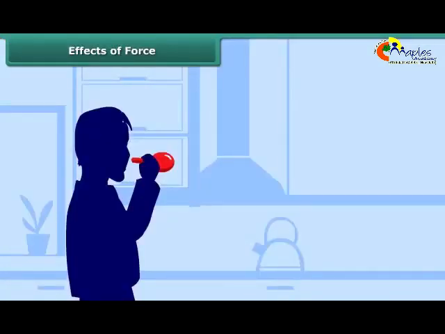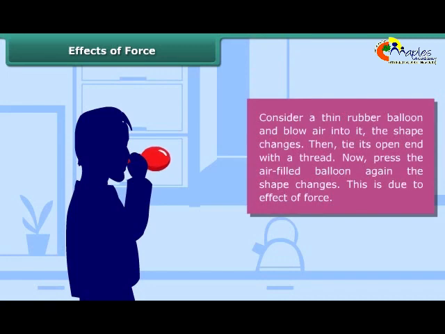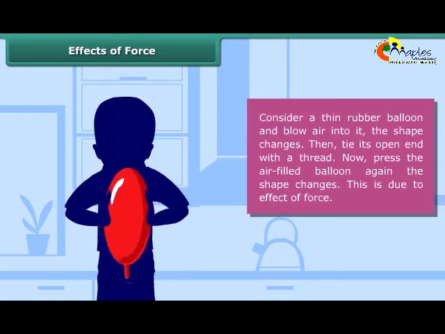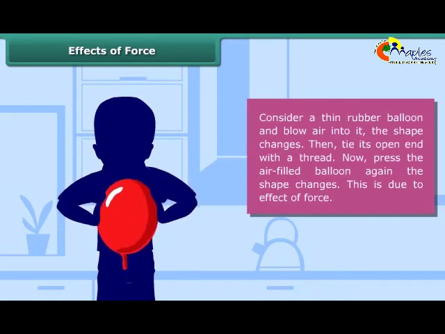Effects of force. Consider a thin rubber balloon and blow air into it, the shape changes. Then tie its open end with a thread. Now press the air-filled balloon. You will see again the shape changes. This is due to the effect of force.